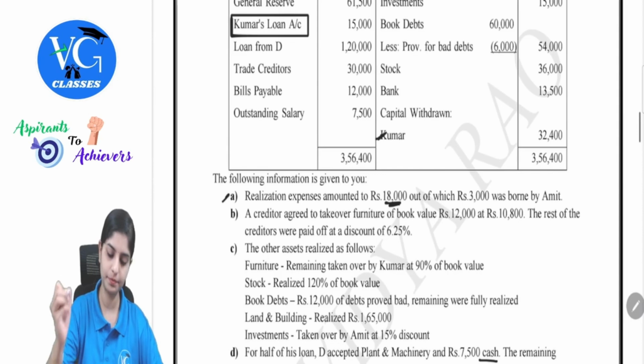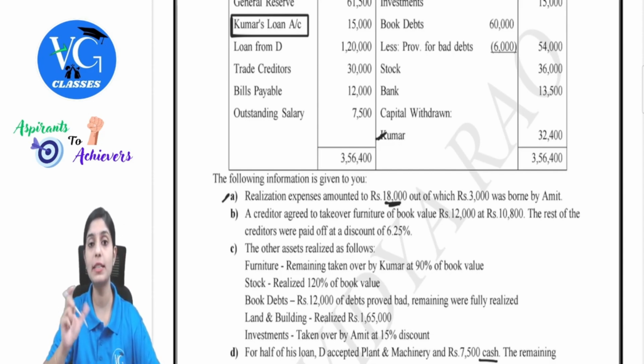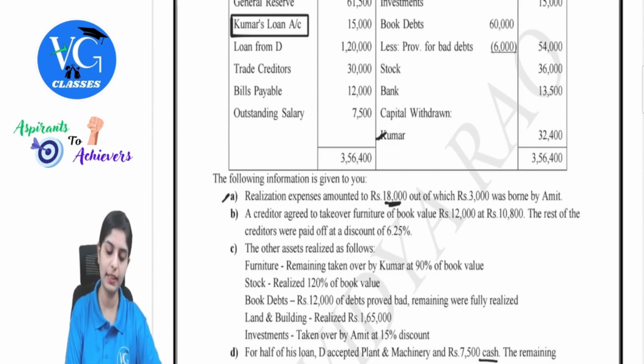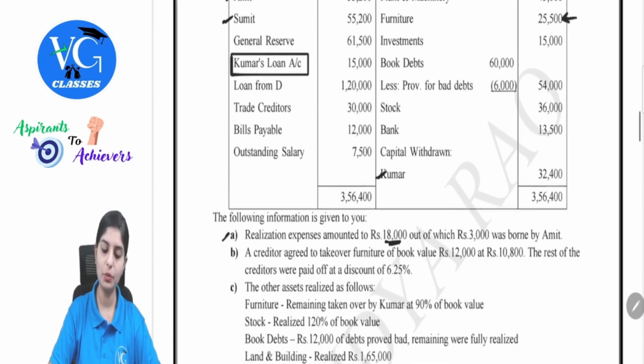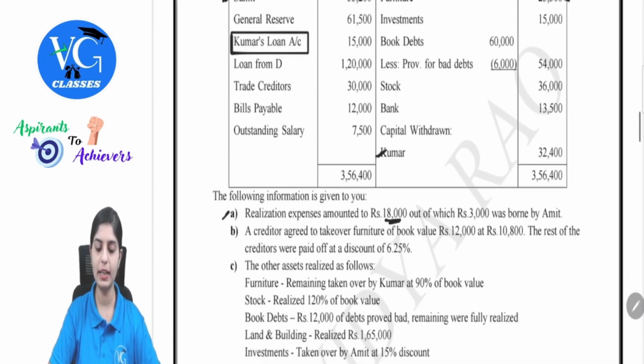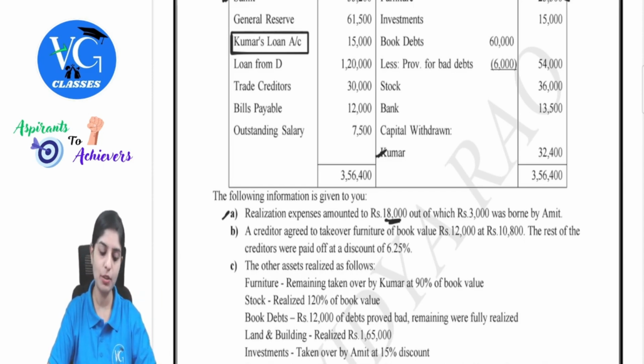So first point done. A creditor agreed to take over furniture of book value 12,000 at 10,800. The rest of the creditors were paid off at a discount of 6.25%. Now remember, exchange of assets and liabilities, that point is relevant here. Furniture for me is available at 25,500. Furniture worth book value of 12,000 is taken over by the creditor at 10,800. That means for that particular transaction, that is part of the credit transaction, there will be no entry. Yes. The rest of the creditors were paid off at a discount of 6.25%.